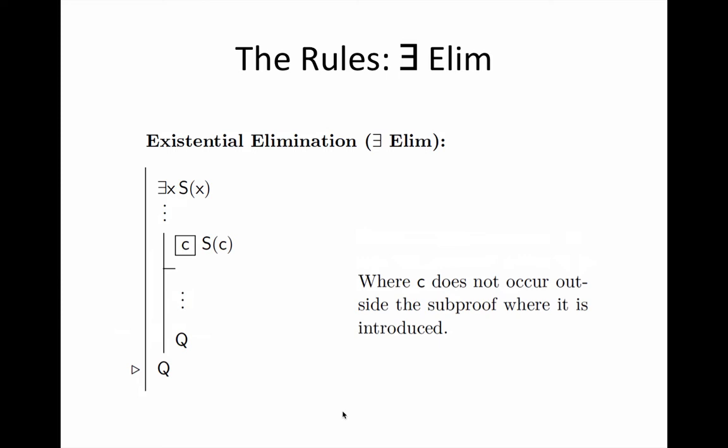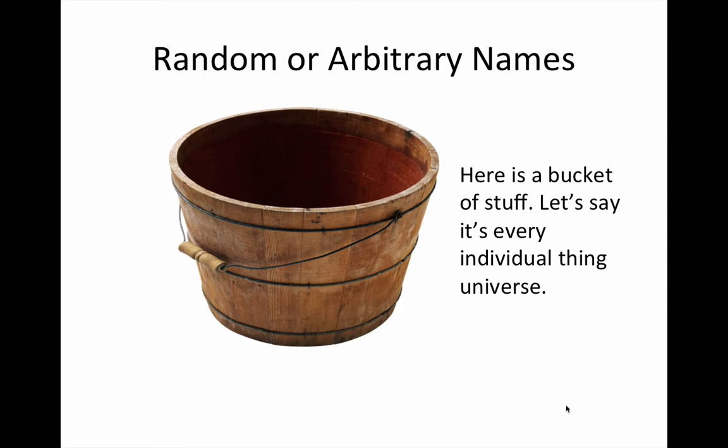So here we have the following. There is something S. So we're given that there is something S. Let's suppose that that something S is C. If, from the assumption that that something S is C, we can infer some sentence Q, it follows that Q. Here again, your restriction from the universal intro rule applies, namely the assumptive name does not occur outside the subproof where it's introduced. Okay, so those are the rules.